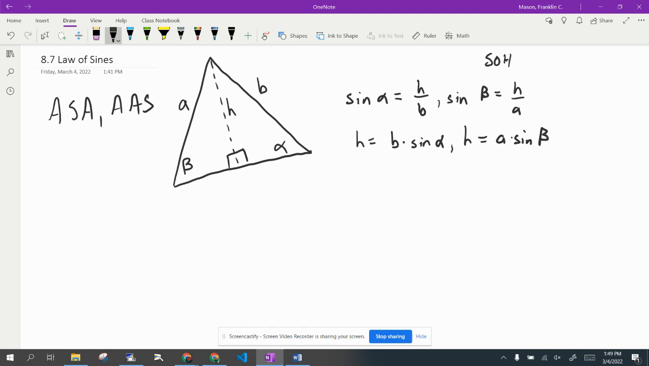So we have two expressions, b sine alpha and a sine beta, that are both equal to h. And it is still true that quantities equal to the same quantity are equal to one another. So we may now say that b times the sine of alpha is a times the sine of beta. And this could be called form 1 of LOS, the law of sines. It's not the form that's most commonly used, but it is a form of the law of sines.